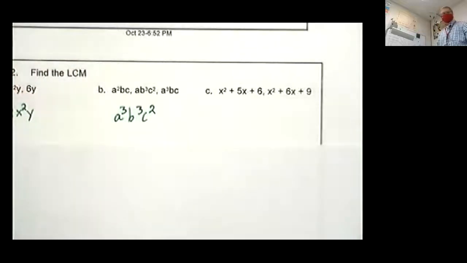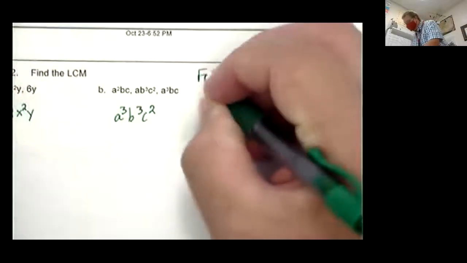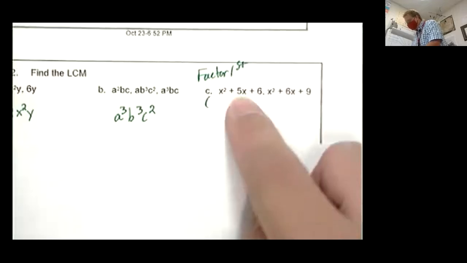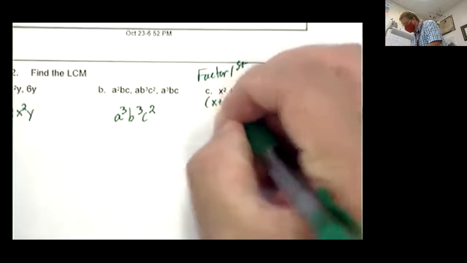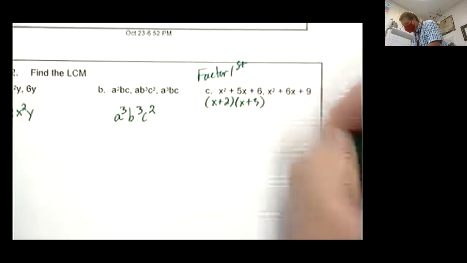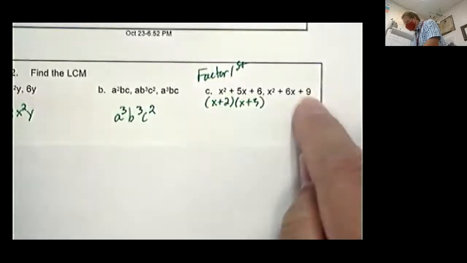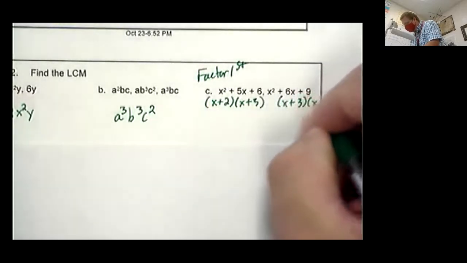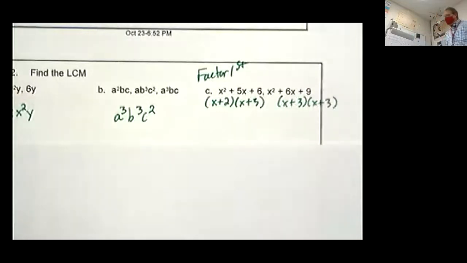Letter C, again, what do we always have to do? We need to factor first. So multiply to give 6, add to give 5 is 2 and 3. Multiplies to give 9, adds to give 6 is 3 and 3. So what is our least common multiple?